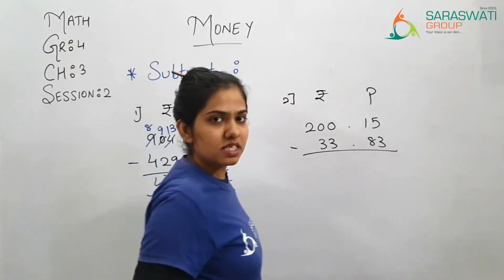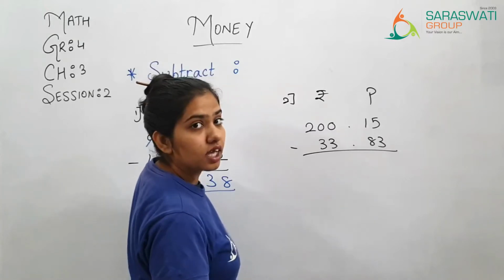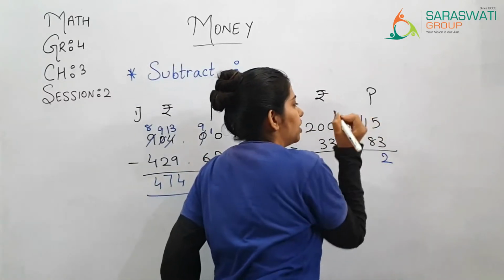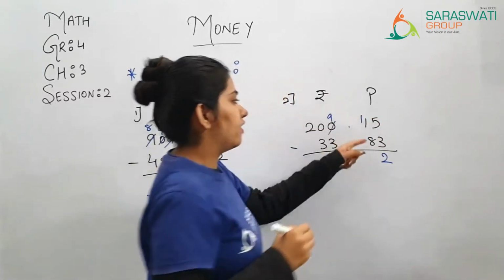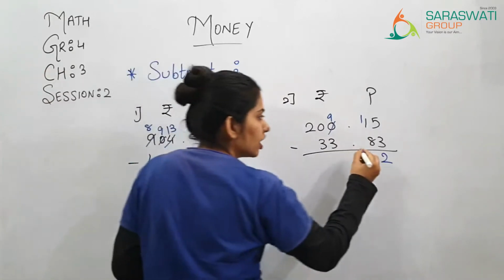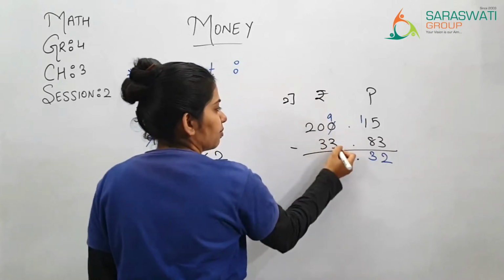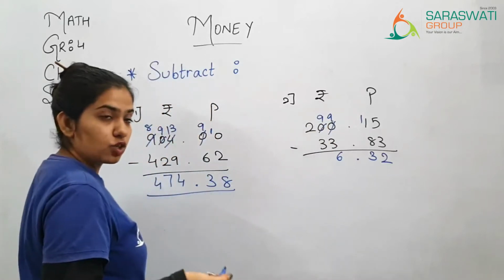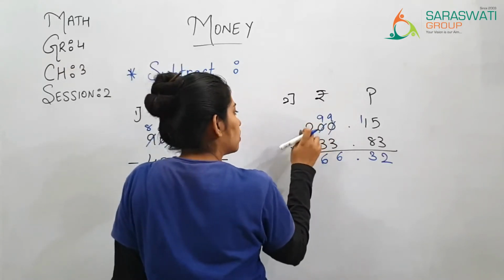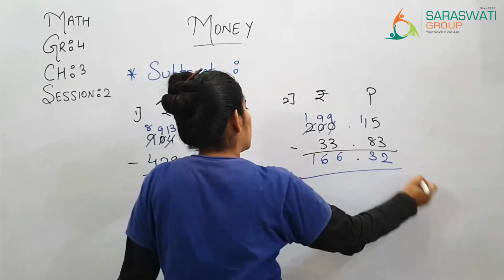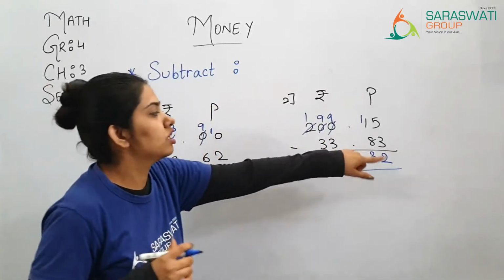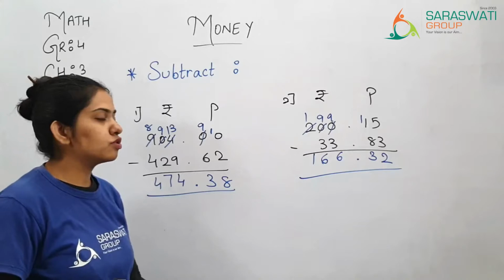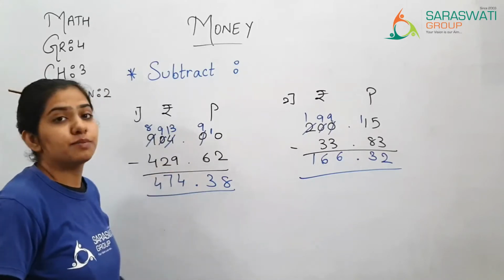The same we will solve in this way here. 5 minus 3, 2. 1 minus 8, not possible. So we will add 1 and we will cut 1 from here. 11 minus 8, 9, 10, 11, 3. Completed this part, put a point. 9 minus 3, 6. Again here it is 9, we will cut over here, write 9. 9 minus 3, 6. So our answer is 166.32 paise. Right? So in this way you are supposed to solve the sums related to subtraction.